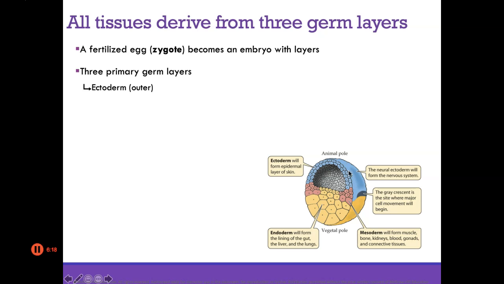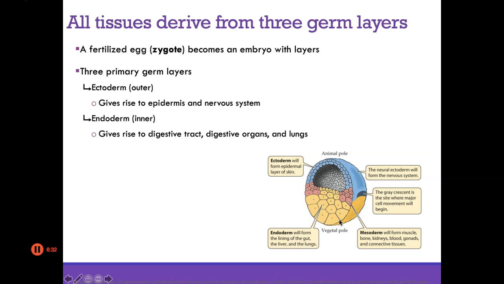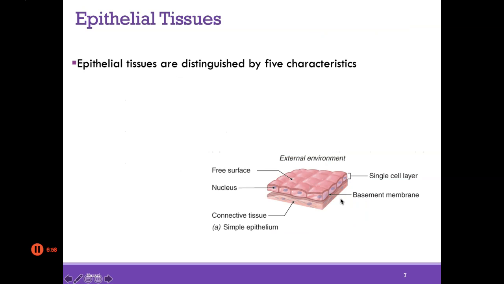The ectoderm, or the outer portion, will form the epidermis and the nervous system. That's the ectoderm. The endoderm will form the lining of the gut, the digestive organs, and the lungs. So the digestive tract, digestive organs, and the lungs are all from the endoderm. You can remember endo from inside, so they're inside your gut. Mesoderm is the middle, and that's what gives rise to cartilage, bone, and blood. So all connective tissues. Also muscle, it comes from mesoderm.